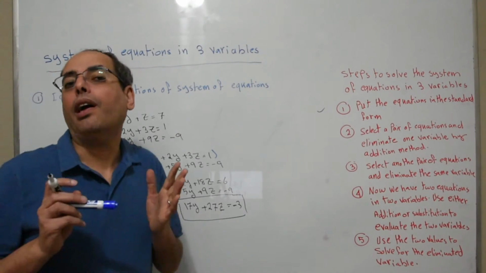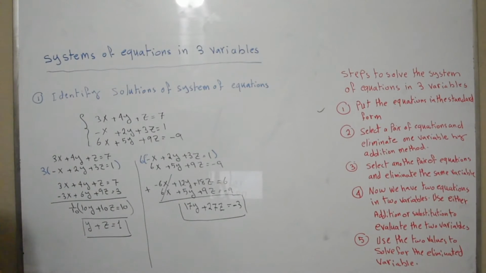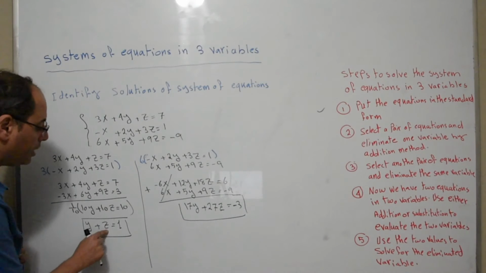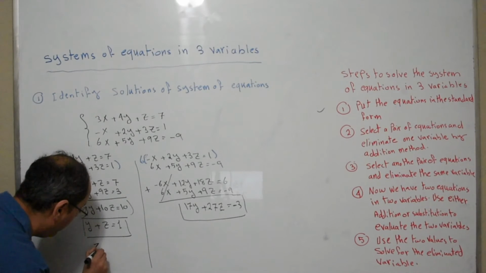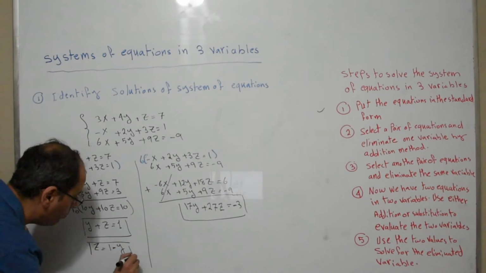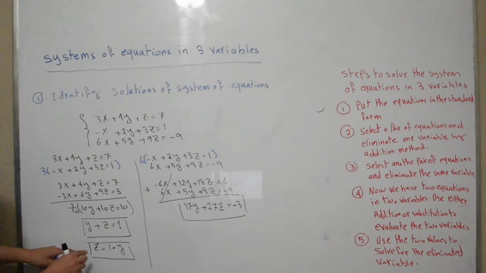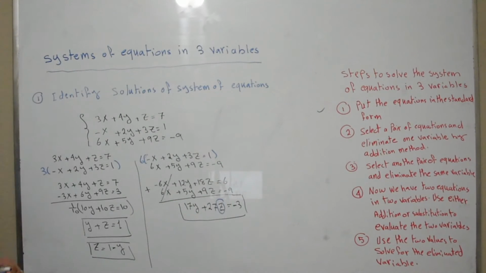There are two options here to use: either addition or substitution. Look at these two. Which one is easier? If you use addition, you have to eliminate y or z, and that would be too much work. But what if we use substitution here? Isn't that easy? Let's see. So I'm going to solve for z by subtracting y from both sides. So z equals 1 minus y. And now this is my equation. Then I plug z here, which is 1 minus y, and solve for y.